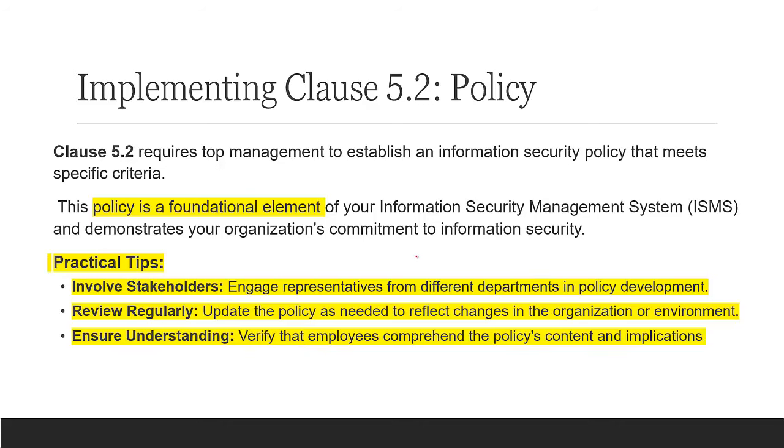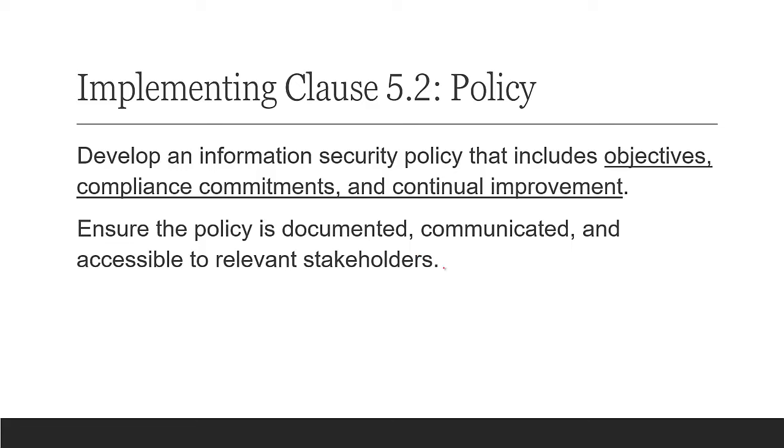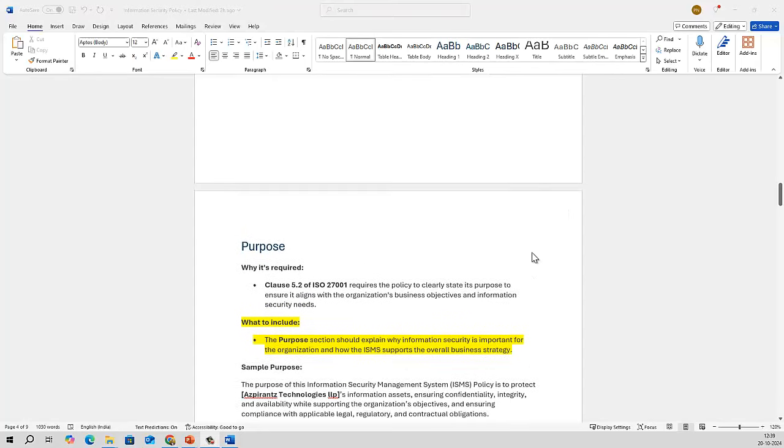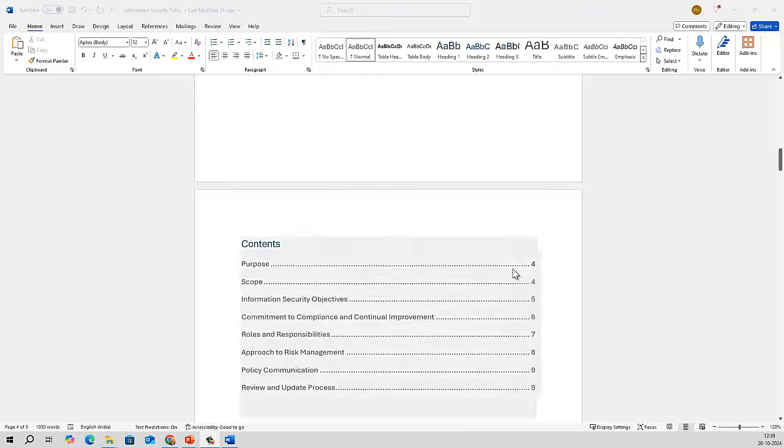So the first thing here is to develop and implement the policy. Now the question is, what should be the content in the policy? The policy should have objectives. It should have a compliance commitment. It should have continual improvement, and make sure the policy is signed off by the management. So let me show you an example of how to write a policy and what should be the ideal content of the policy. So as I promised, every video of mine should have a practical.